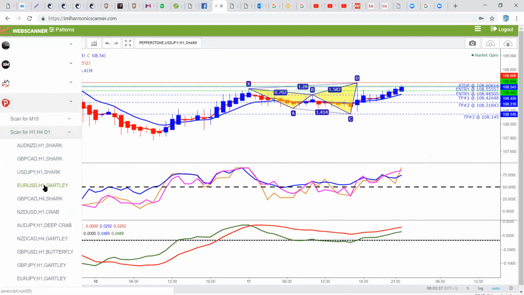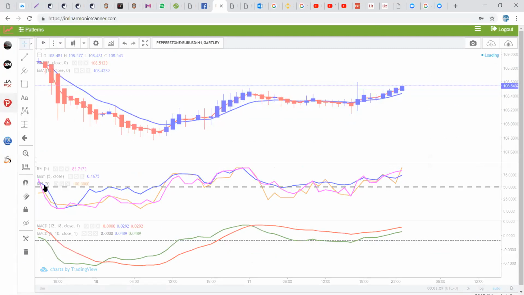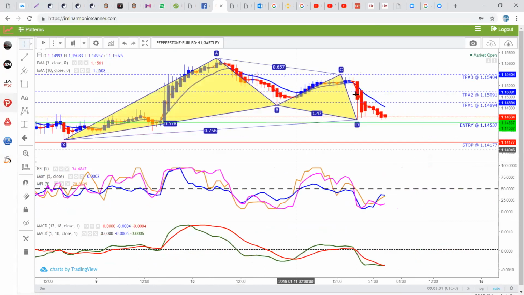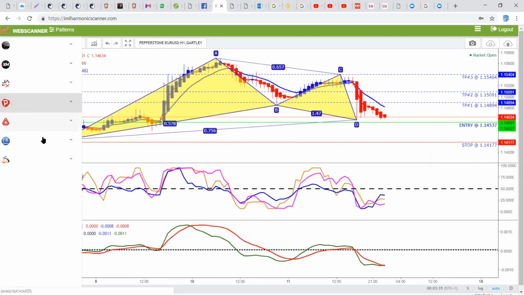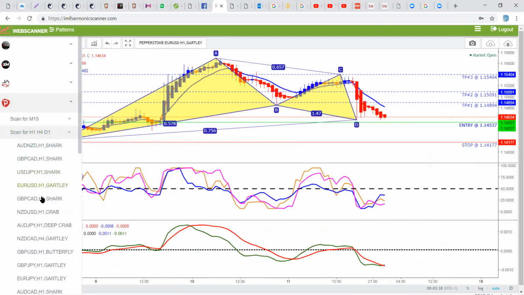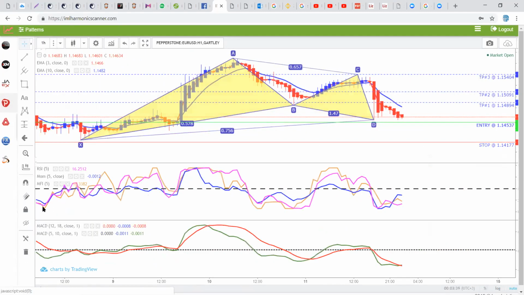I think I've checked Euro USD. Let me check. Okay, I've checked Euro USD. It's still a downward momentum. Let's check NZD USD.